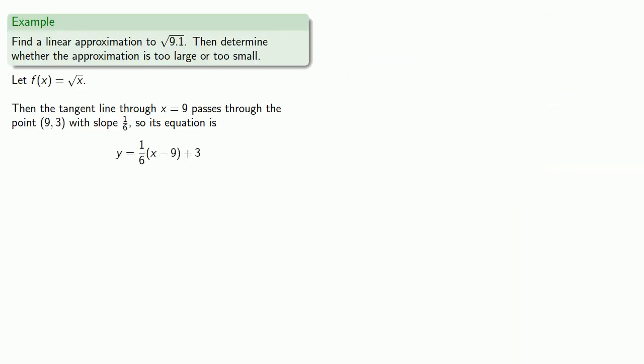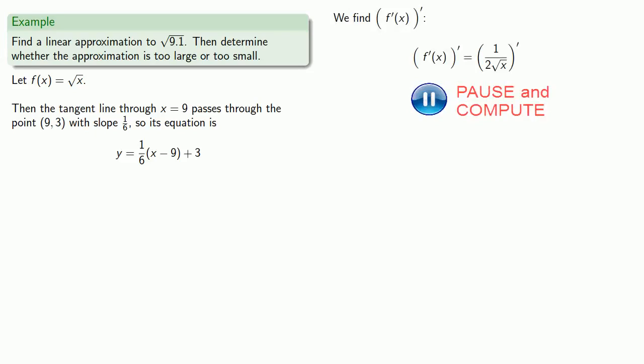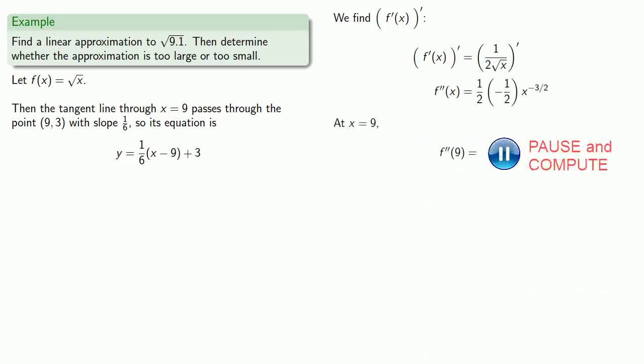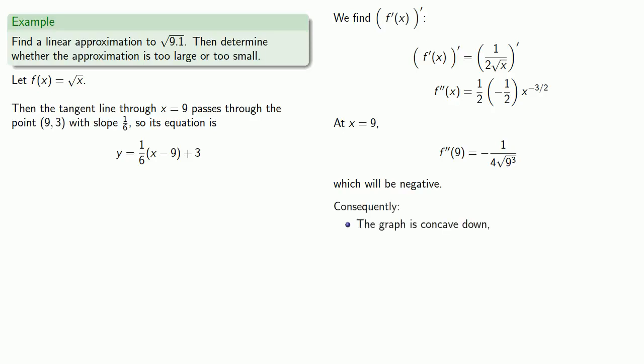Now, to determine whether our approximation is too large or too small, we can take a look at the second derivative. So finding the second derivative, and then evaluating that at x equals 9. Now, we don't need the actual value, we just need to know the sign, and in this case, the second derivative is negative, and consequently, the graph is concave down, and the tangent line at x equals 9 is going to be above the curve.